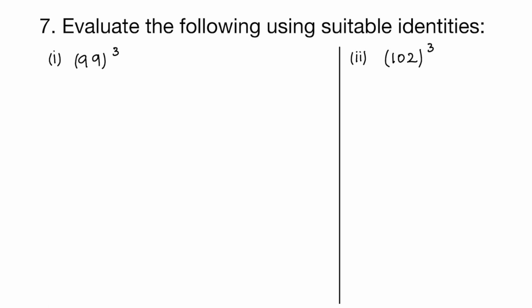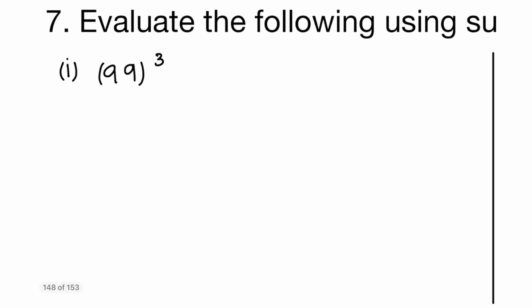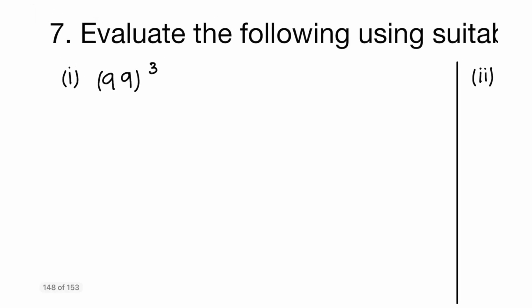The question is evaluate the following using suitable identities. Now if you remember in the previous exercise, or the exercise before that, we evaluated the square of numbers using quadratic polynomial identities, like x plus y the whole square, x minus y the whole square. Now here we have to find the cube of a number, so obviously we are going to use cubic identities. Let us start with this 99 cube.